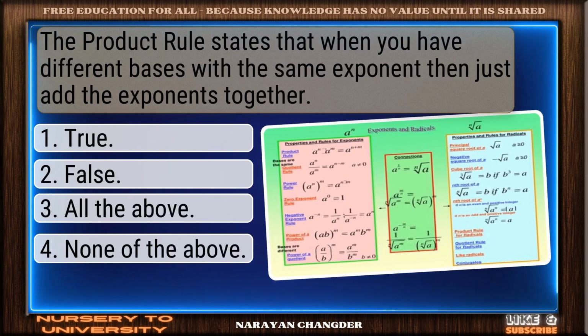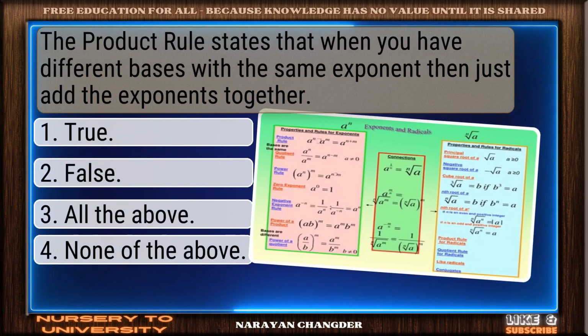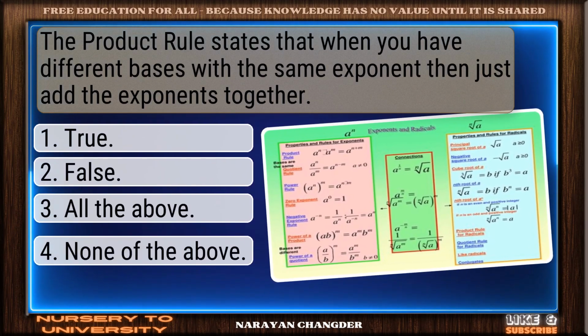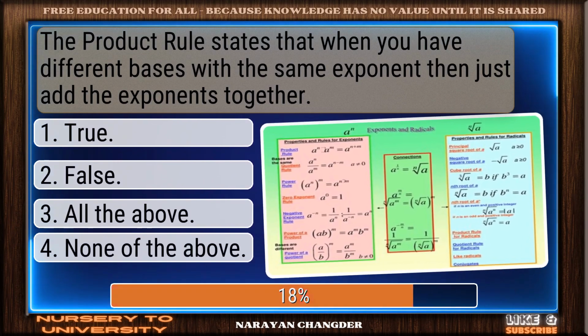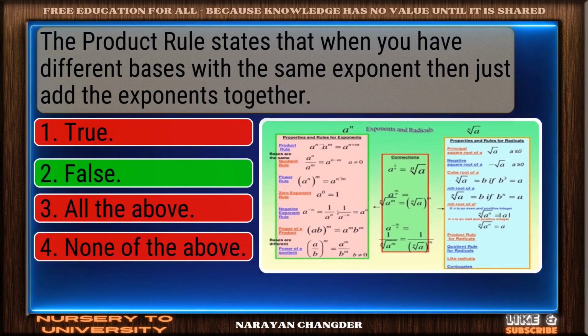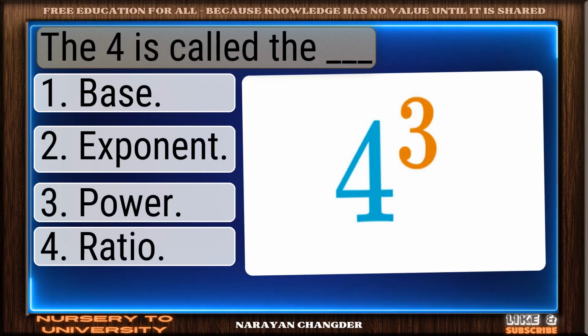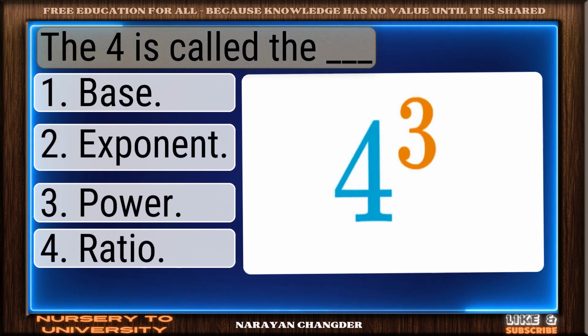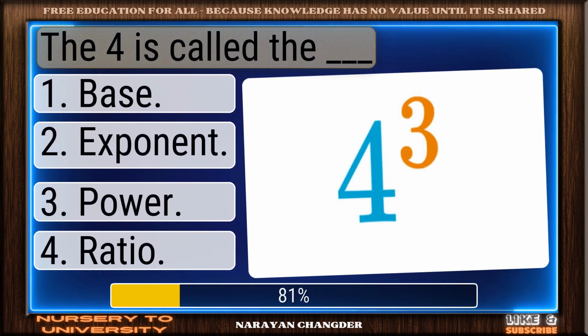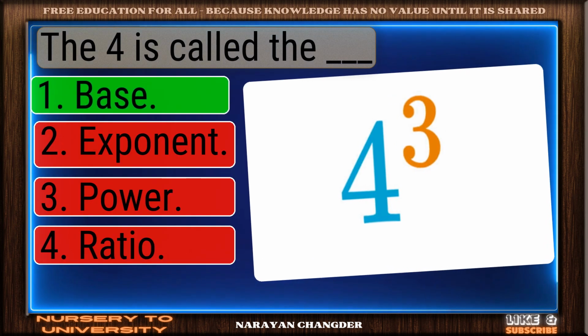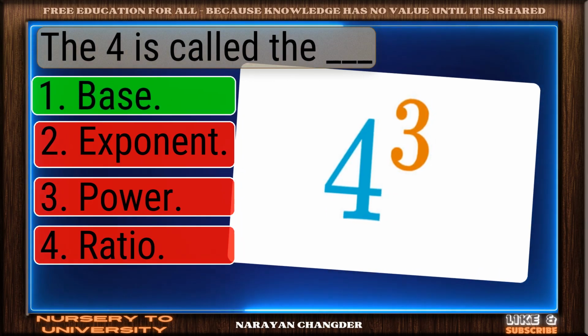The product rule states that when you have different bases with the same exponent, then just add the exponents together. Perfect. False is the correct choice. The 4 is called the dash. Excellent choice. Base is the right answer.